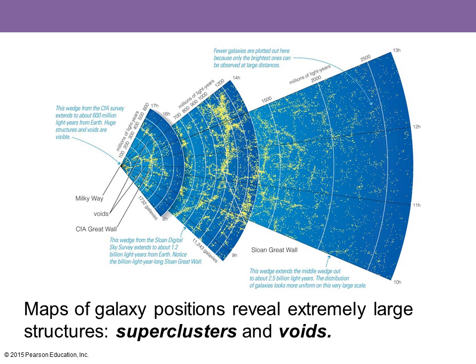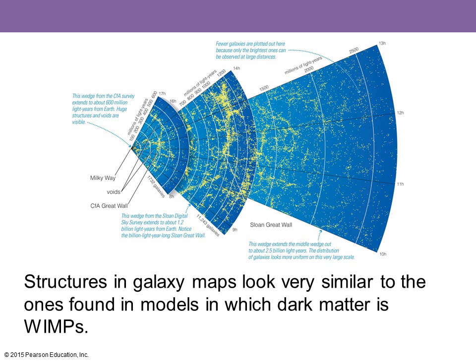Maps of the galaxy positions, of which we have a blown-up view here going from left to right, reveal extremely large structures in the galaxies. We call them superclusters. And of course, the absence of superclusters are called voids. So structures in galaxy maps look very similar to the ones found in models in which dark matter is actually a WIMP. As you can see, the difference between the two is very, very small.